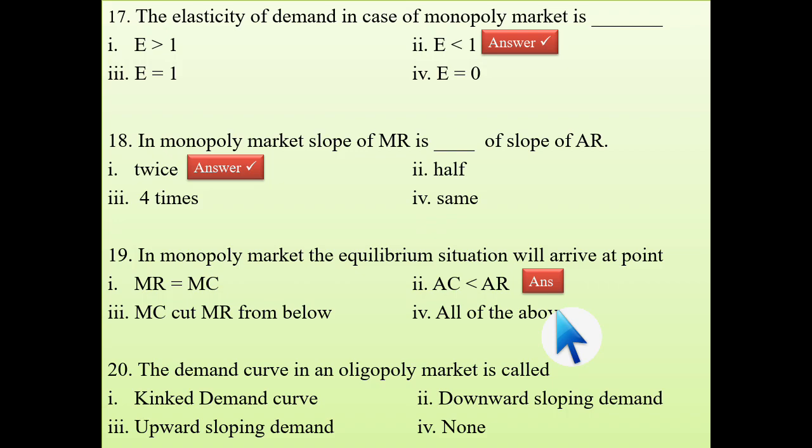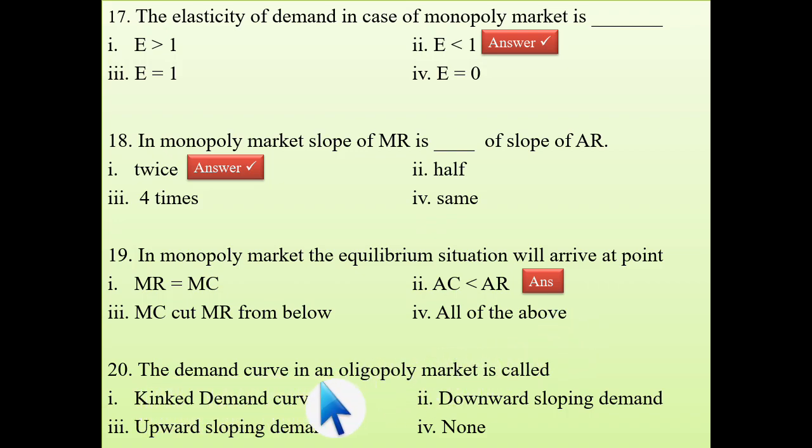If you have not seen it, you can go to the lecture directly through the link I have mentioned in the description box. So in a monopoly market, the equilibrium situation will arrive at a point where average cost is less than average revenue. Okay. Coming to the next question, that is number 20.